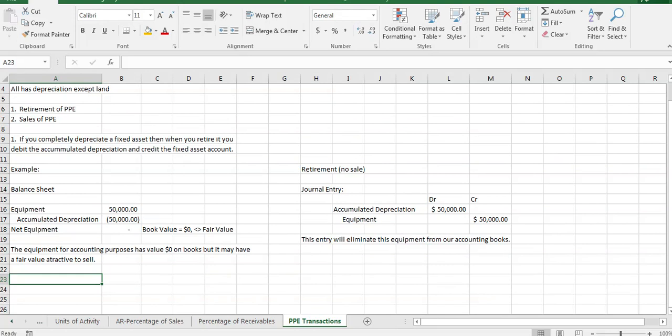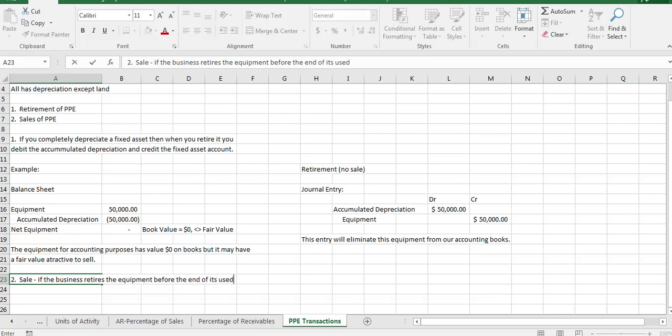Let's go for the next example. Let's say that we want to sell. If we decide to sell an equipment with a certain value, we will retire the equipment, but by selling it. Let me place this information. I'm trying to type as much information as possible, so you can use it as a guide to understand what we are trying to do for equipment.